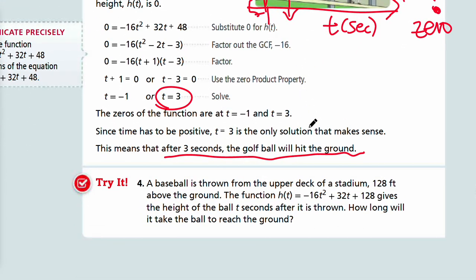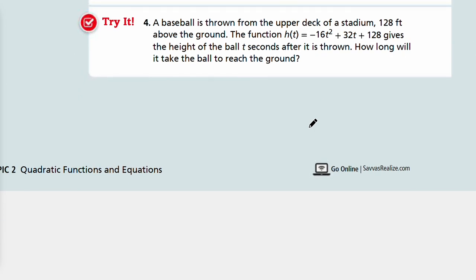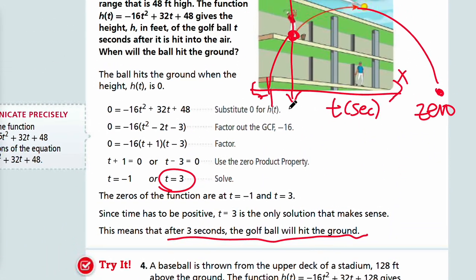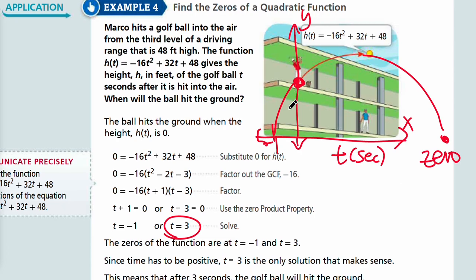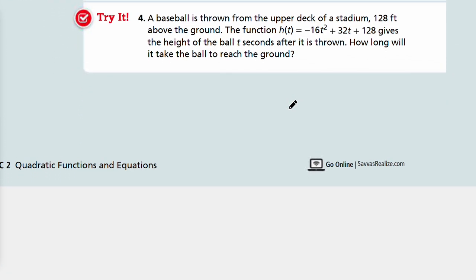Okay, so let's look at try number 4. A baseball is thrown from the upper deck of a stadium, 120 feet above the ground. The function h of t is equal to negative 16t squared plus 32t plus 128 gives the height of the ball t seconds after it is thrown. So it's a similar problem. How long will it take the ball to reach the ground? So using the same method here, you're going to find zeros of the quadratic function to figure out how long it took the ball to reach the ground. Okay, so pause the video, see if you can do it by yourself, and come back when you're ready for answers.